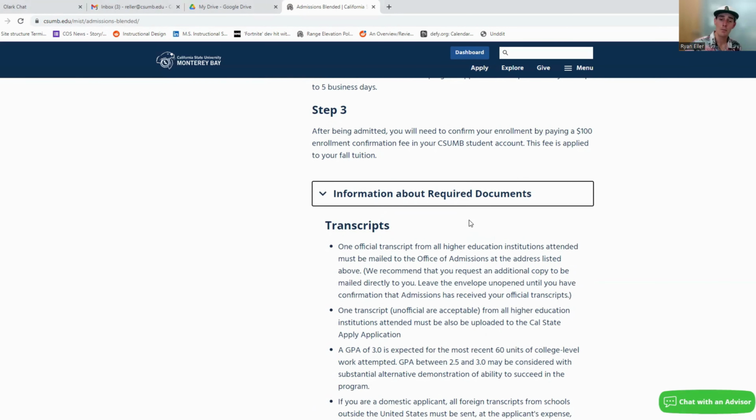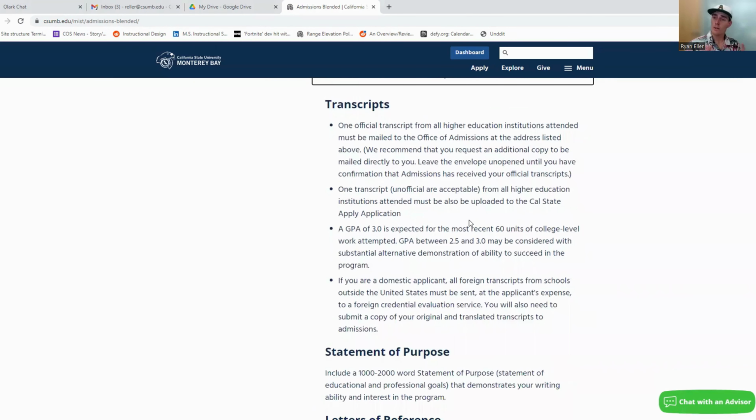So firstly, when it comes to transcripts, there's always a question around, well, should I include my official transcripts with my application or my unofficial? And in theory, both make sense. For the Cal State Apply application, you would want to include your unofficial transcripts just so that we at the program level can review your student record a little bit more quickly.